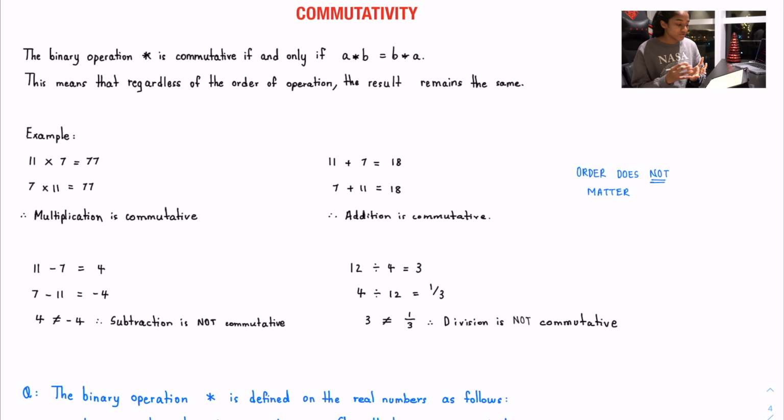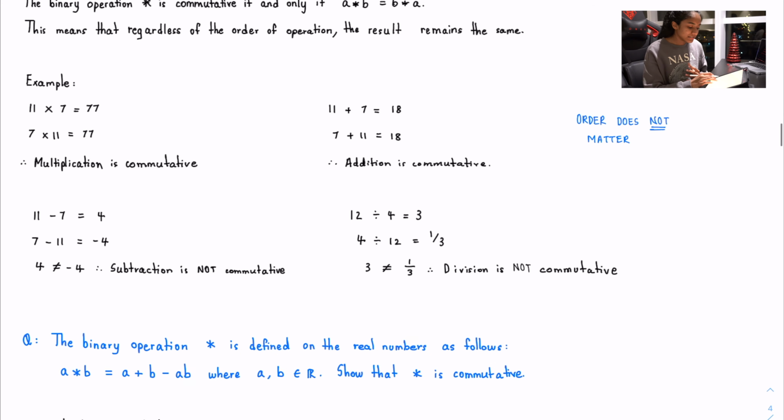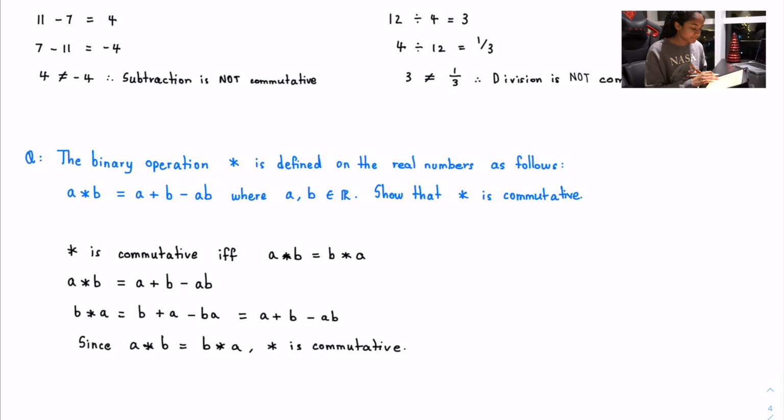However, if we were to use it with subtraction and division, we'd realize that they're not commutative, because if we switch these elements around and say, okay, 11 minus 7 is 4, then we try to switch it around. 7 minus 11 is not 4, it is minus 4. So subtraction is not commutative. And the same thing goes for division in this example. So let's look at this question.